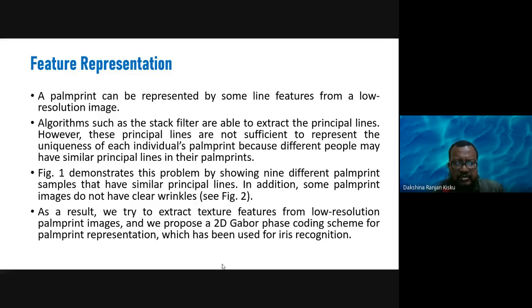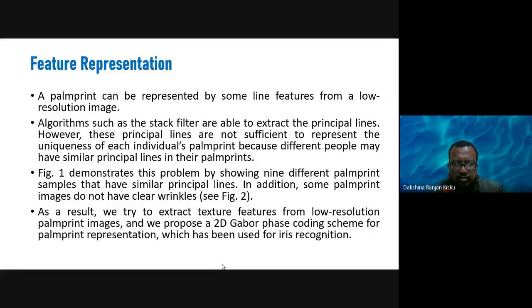Since the principal lines are not sufficient to represent the uniqueness of an individual's palm print, we need to study the texture features on a palm image, because texture features are found to be very useful in the case of low resolution palm print images. Generally we use low resolution palm print images for identification or verification. If we extract the texture features from a low resolution palm print image, we can mix these texture features with the principal lines or the wrinkles and creases, or we can go with the texture features alone. That means the texture features are sufficient for palm print verification or identification with low resolution palm images.